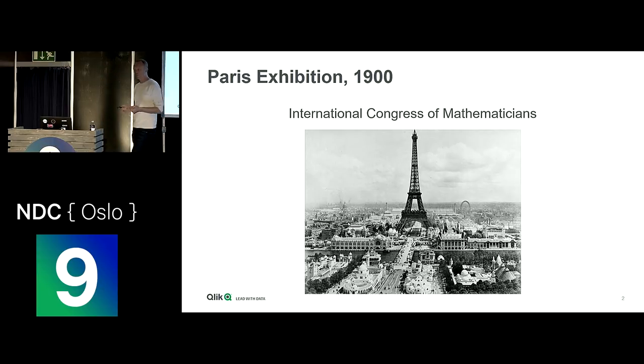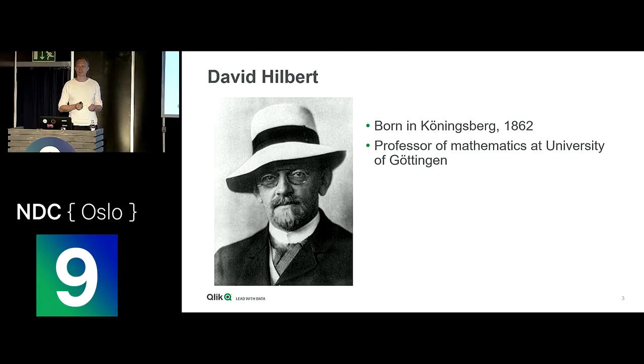And one of the people present there was this person, David Hilbert. Any of you heard about him before? A couple of you, okay, good. So he was one of the most prominent mathematicians during this era. He's a professor at Göttingen, a university in Germany, quite a small town, but a very famous university from there. And he was given the honor of giving the keynote speech at this conference.